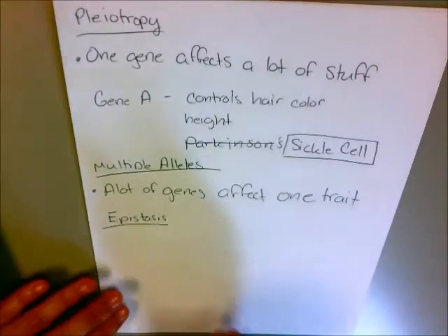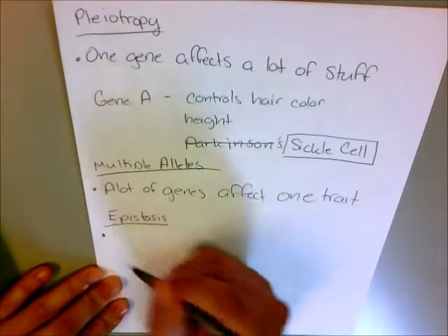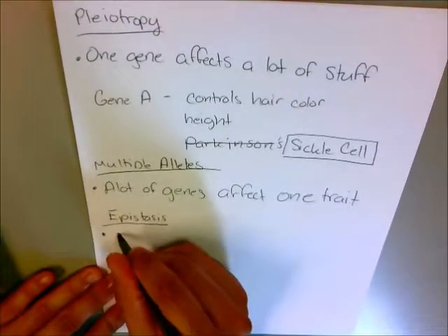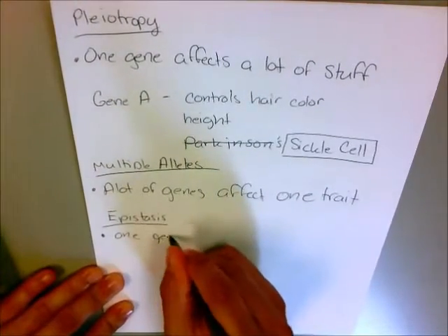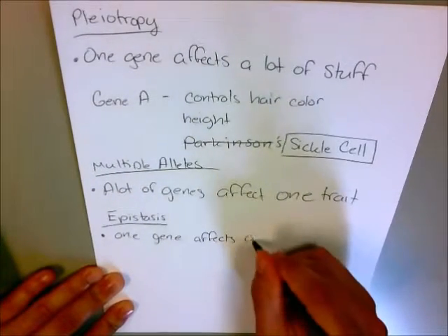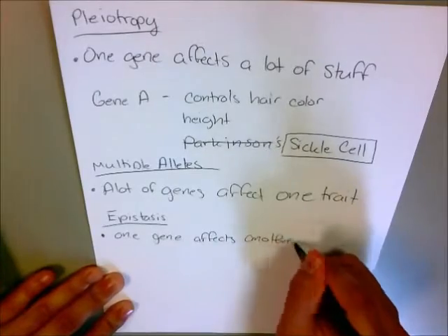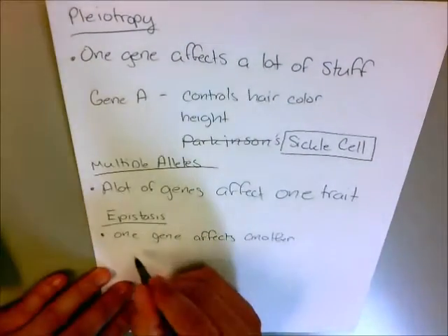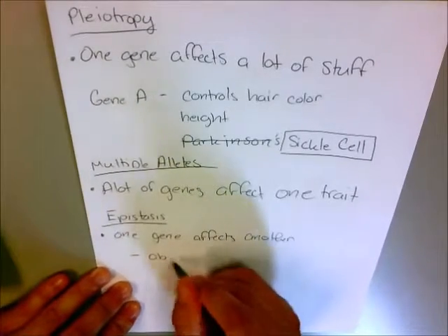All right, cool. So epistasis, and I'm going to use this really common example as the idea, but epistasis is one gene affects another gene. One gene affects another. Okay? So this is just related genes. They're somehow related. And the most common example is albinism.